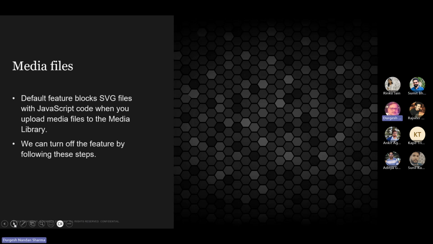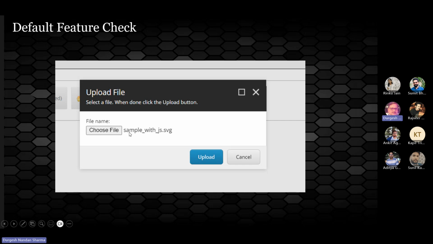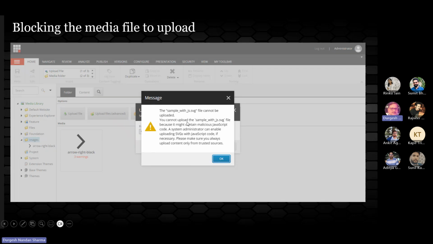SVG is a popular format for images because of its scalability and lightweight structure. But SVG files support XML, so they can include JavaScript within the file. This can pose a security risk, as JavaScript can execute upon rendering. So in recent versions of Sitecore, they added a security check to identify and restrict SVG files containing JavaScript. When a user attempts to upload an SVG file, like I am uploading a sample with JS SVG file to the media library, it shows me a message that you cannot upload the sample with JS.